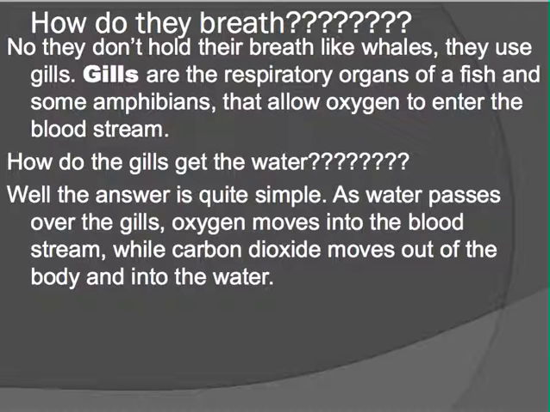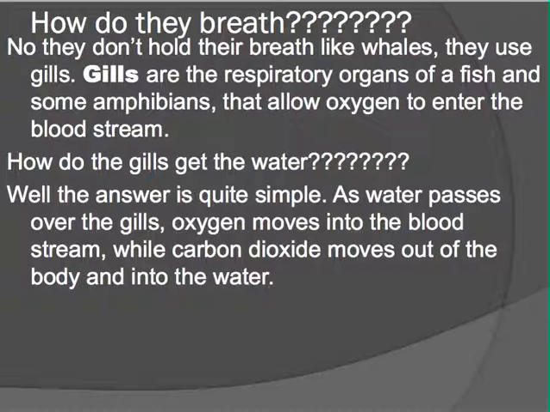So, how do fish breathe? They don't hold their breath like whales. They use gills. Gills, remember that was one of the words that I told you that you need to know, are the respiratory organs of a fish and some amphibians that allow oxygen to enter the bloodstream. Now, some of you may be wondering, how do the gills get water? The answer is quite simple.